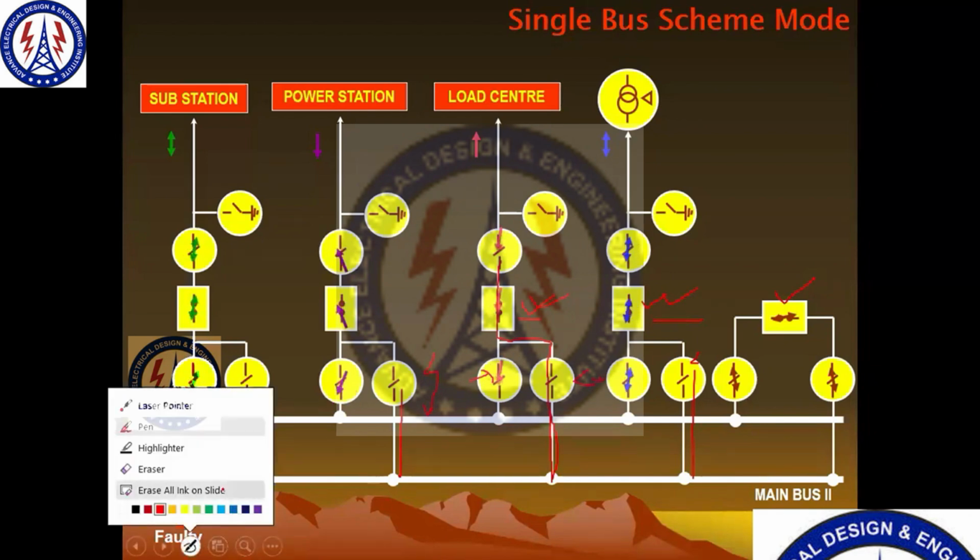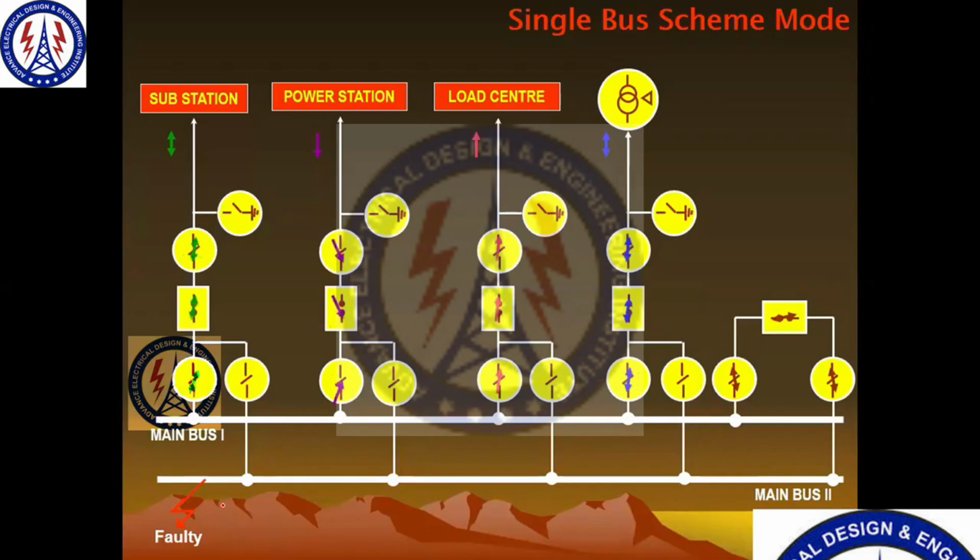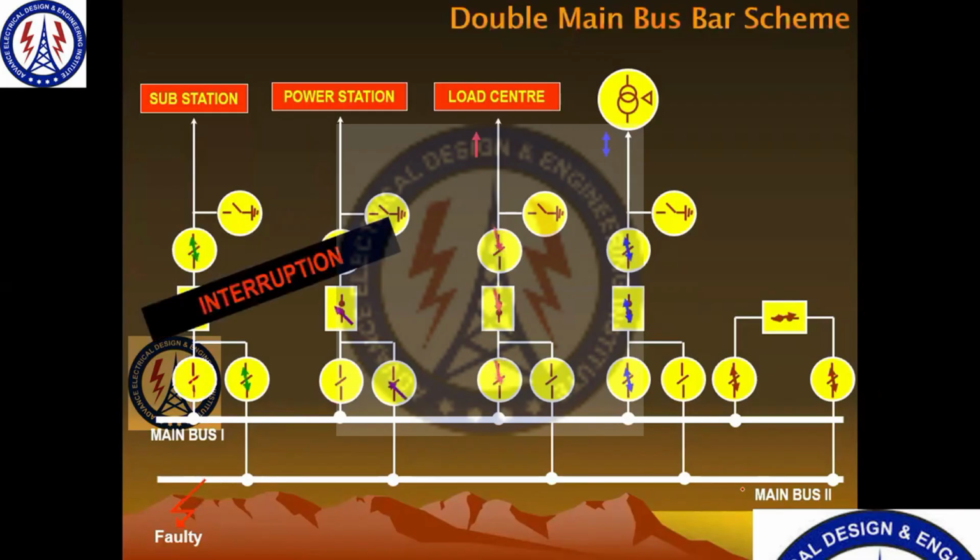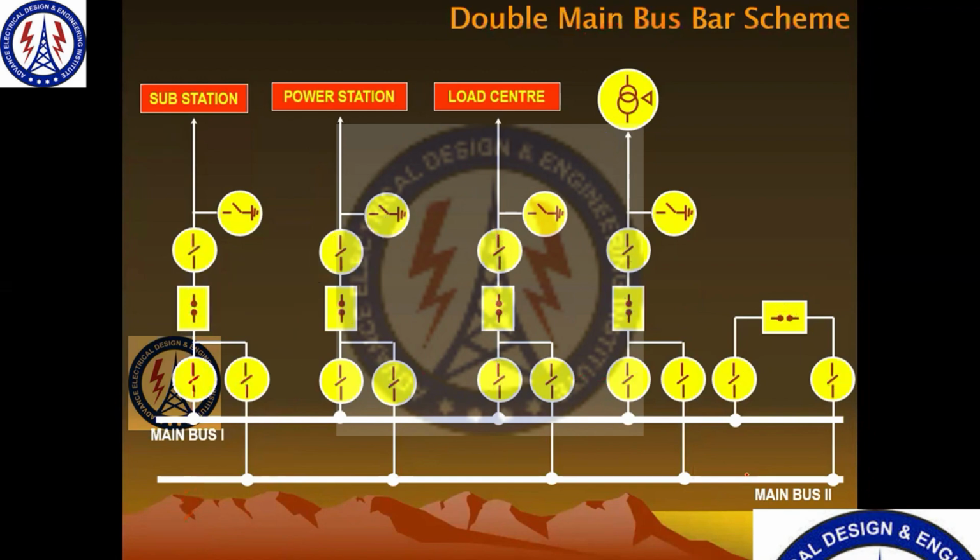Or in case of a fault on bus 1, all the feeders will be affected, right? In case of bus 1, no, all the... in this condition... which condition? Now, if you see this condition, I will go one step back. Now this is the condition. Our system is in healthy condition. All the feeders are working in a healthy condition.